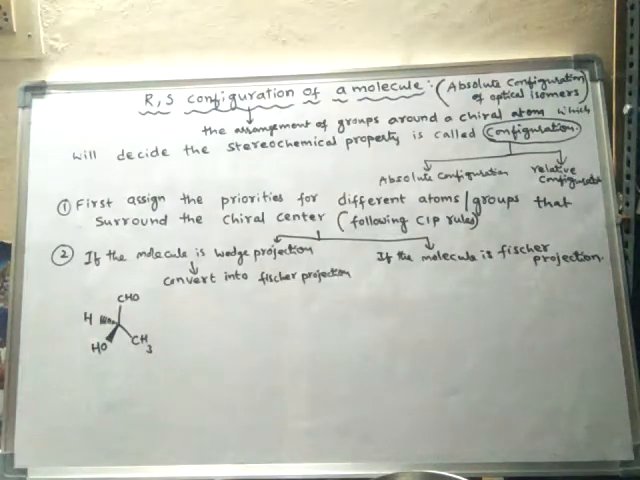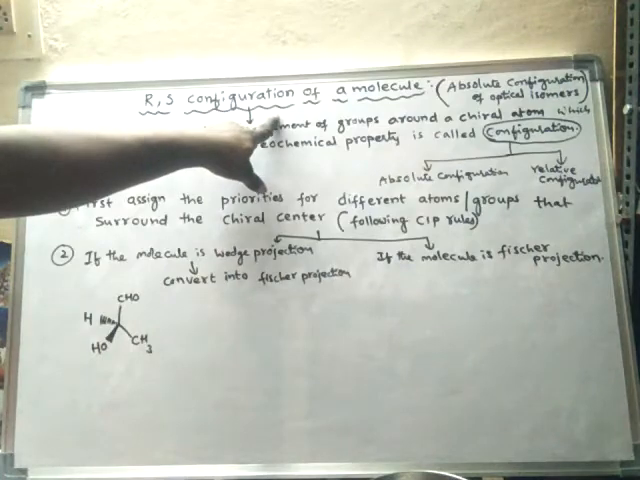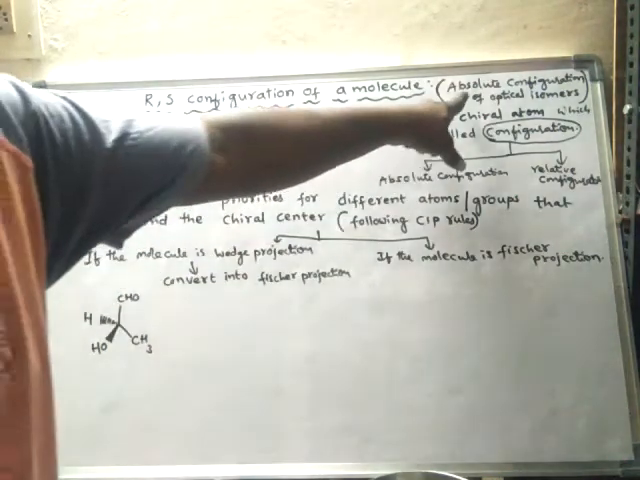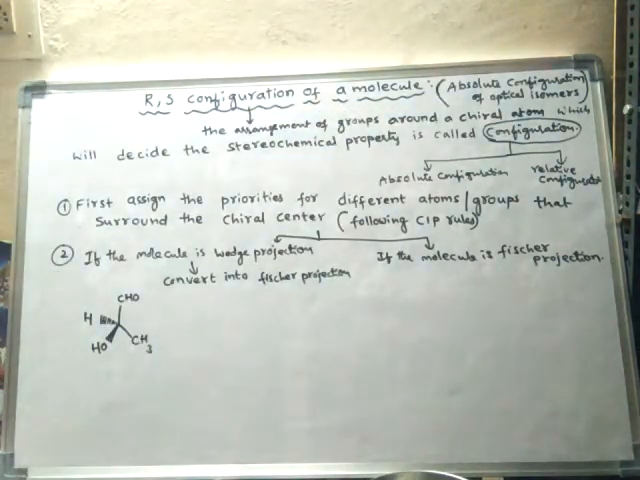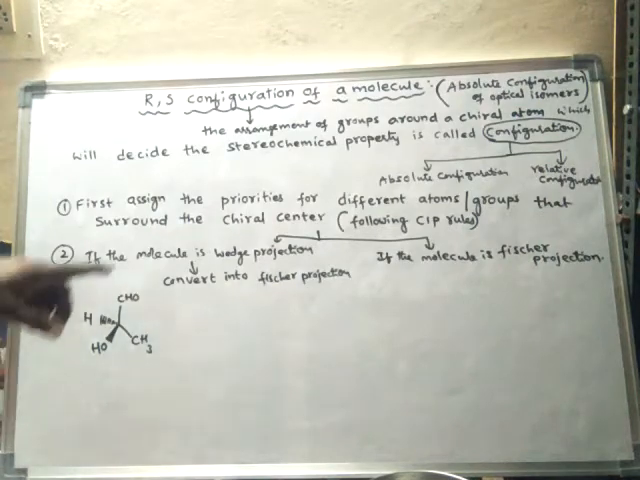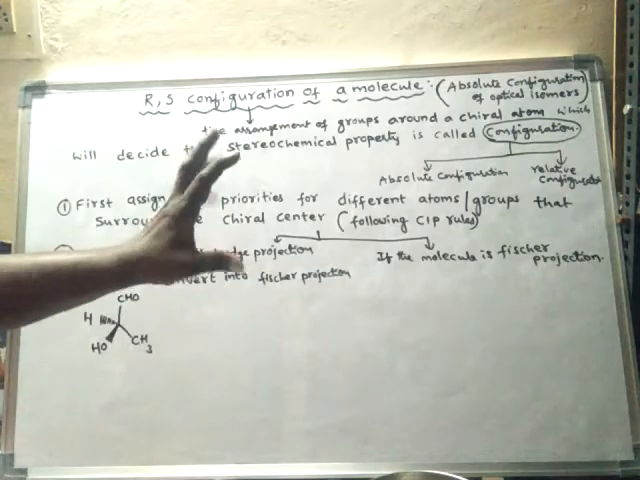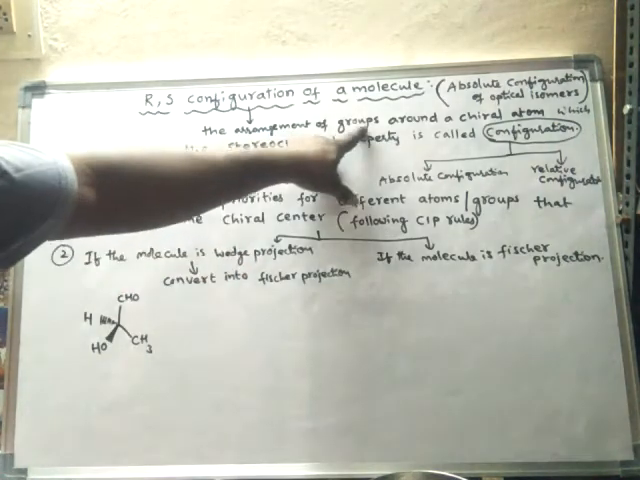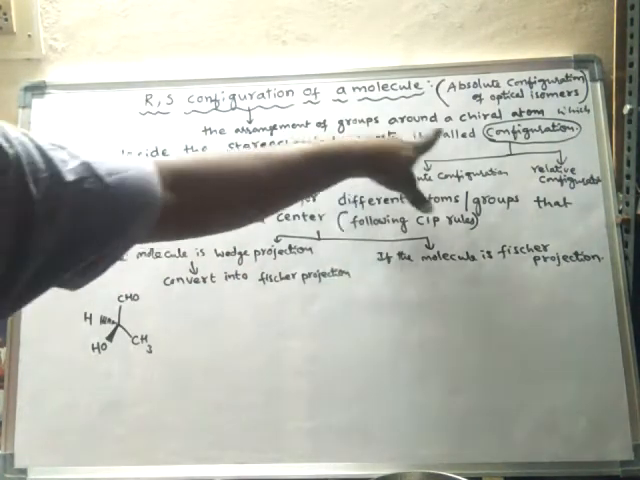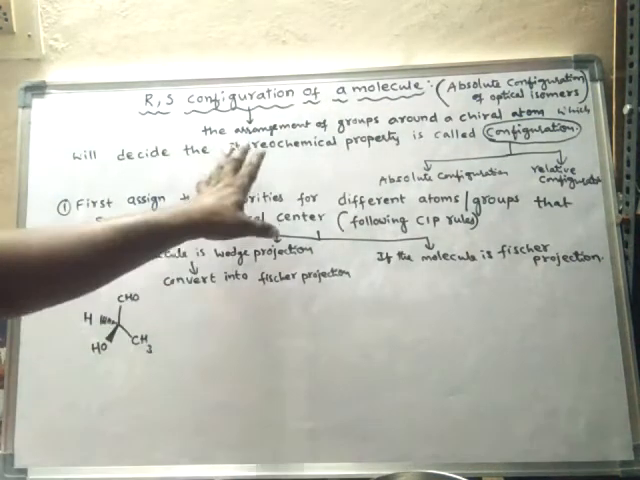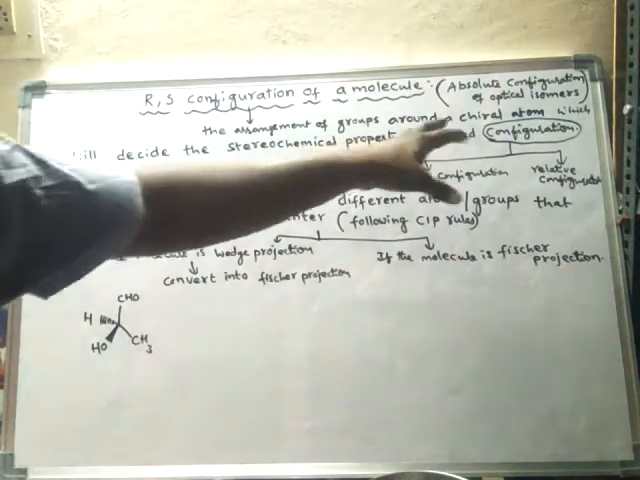So today we will learn a topic known as RS configuration or else RS nomenclature. RS configuration of a molecule is also called the absolute configuration of optical isomers. What is the meaning of configuration? Configuration is nothing but a pattern of arrangement of atoms or groups around a chiral atom.